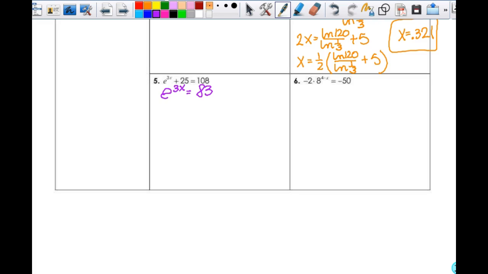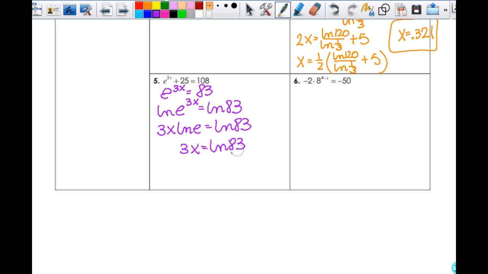Okay, so now at this point, can I take the log of both sides? Yes. So now I have the natural log of e to the 3x equals the natural log of 83. The exponent is out in front, so 3x times the natural log of e equals the natural log of 83. What's the natural log of e? 1. So this is just 3x equals the natural log of 83. Then what do I do? Divide by 3. So divide both sides by 3. So x is equal to the natural log of 83 over 3.